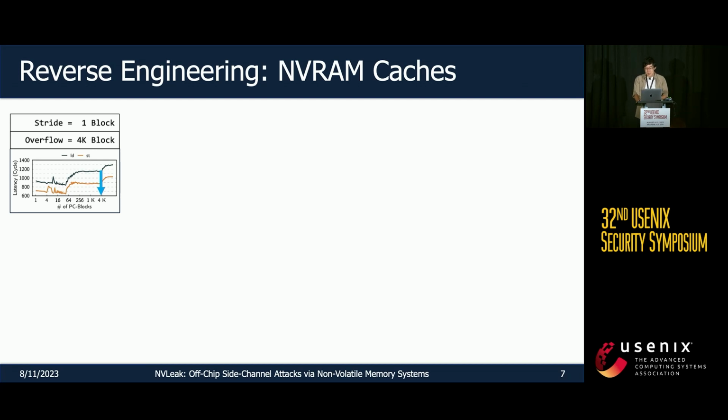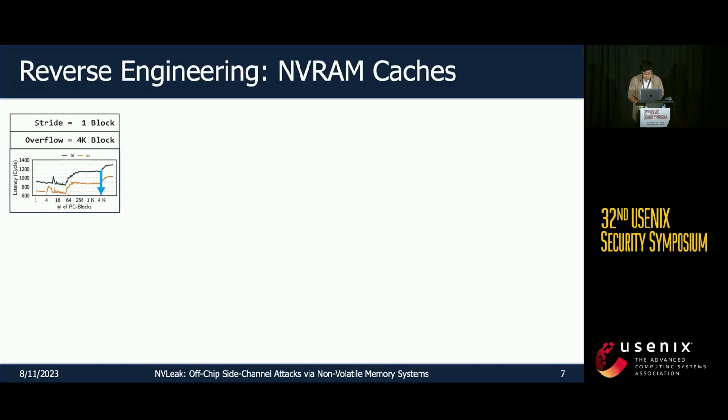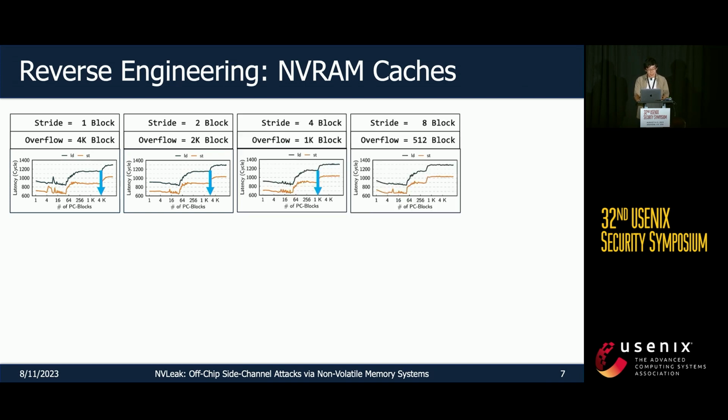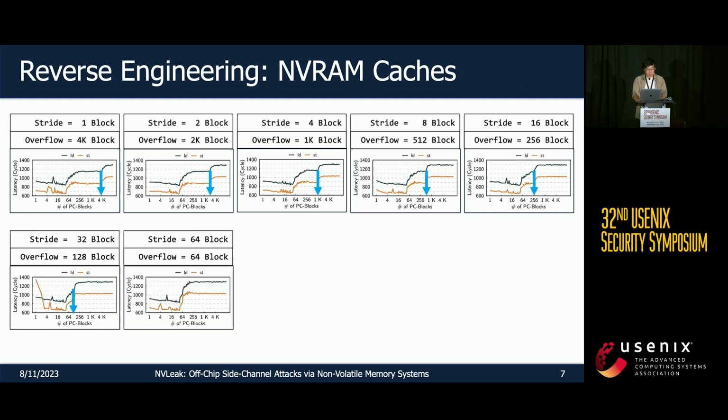Now let's look at the results on the real hardware. Here we analyze the L2 NVCache as an example. In this result plot, the x-axis is the memory access size in number of blocks, and the y-axis shows the memory access latency per block. These 2 lines show the read and write latency separately. We start with the stride size equal to the L2 cache block size, and observe that the overflow point is 4K blocks. When we set the stride size to be 2 times the cache block size, the overflow happens at 2K blocks. And after that, 1K, 512, and so on and so forth.